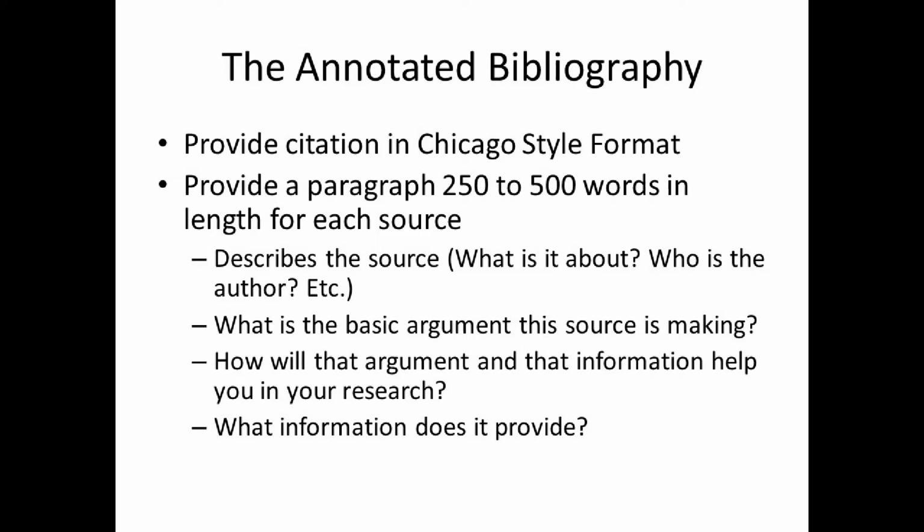So the annotated bibliography, in a sense, has two basic parts. The first part is that you need to provide a citation in Chicago-style format for each of the sources you're going to be using. And then beneath each citation, you need to provide a paragraph of between 250 to 500 words in length for each source. And there are, I think, four basic things you need to talk about. You need to describe the source, right? What is the source about? Who is the author? That sort of thing.